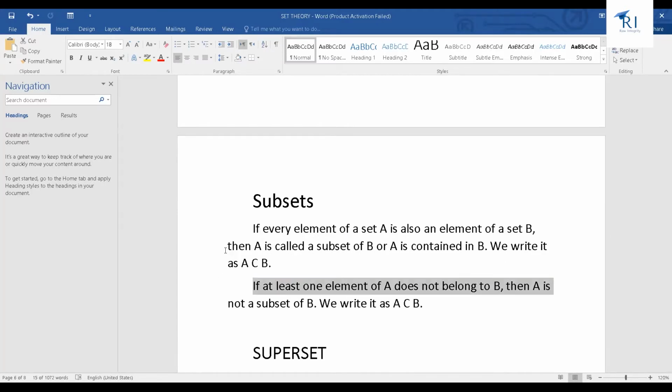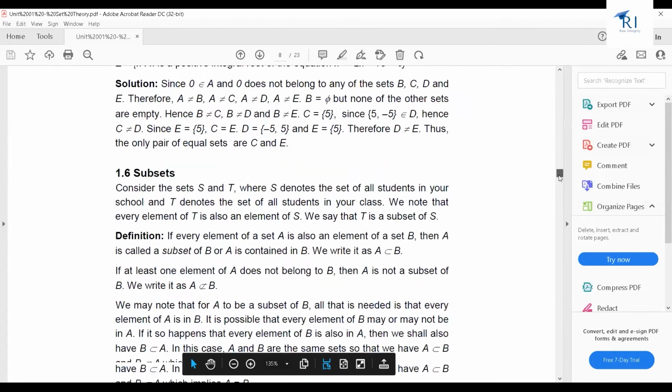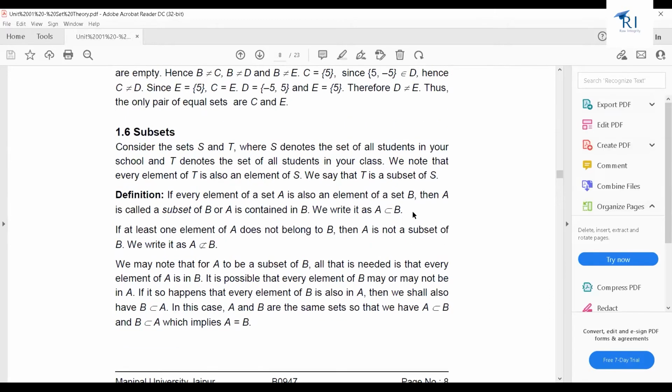I'm sure I have the picture written. Here, A is a subset of B. If the elements in B are not present in A, then we say that A is not a subset of B. The same symbol, but we're just going to cross it, like how we did with the previous ones. That is a subset.